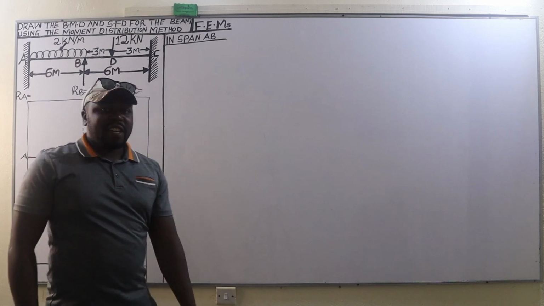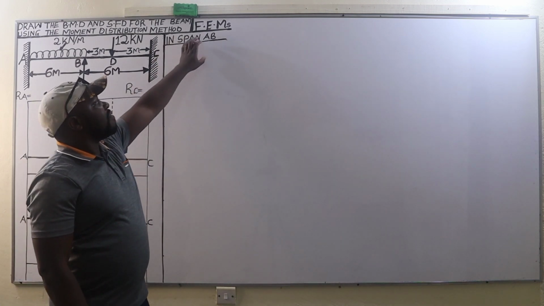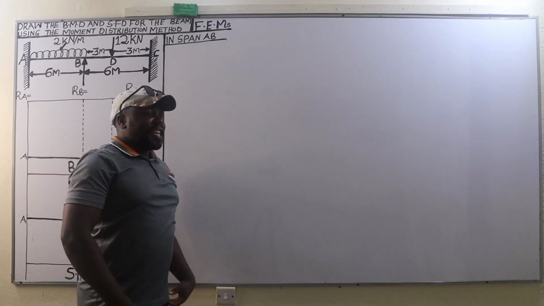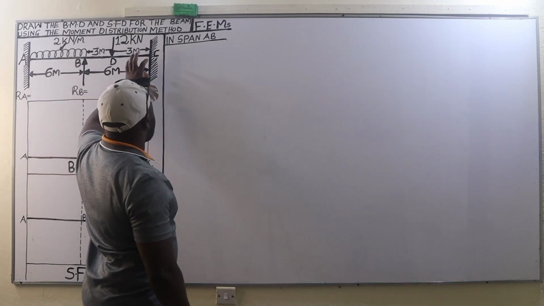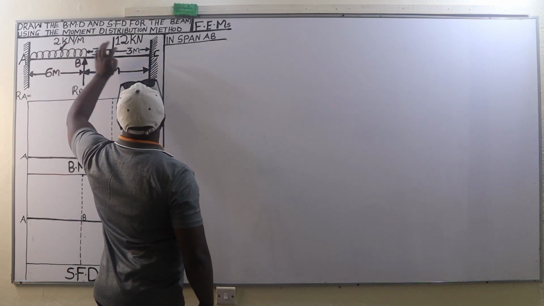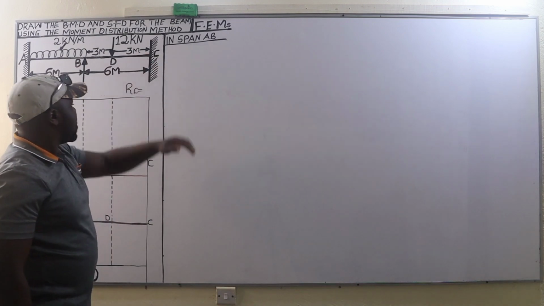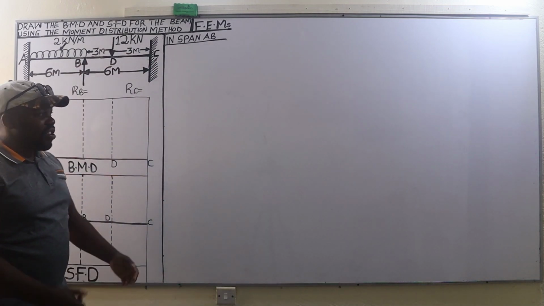Back to our video. Now we are going to begin with calculation of the fixed end moments, and in this case we have two spans, span AB as well as span BC. Span AB is loaded with a UDL of 2 kilonewtons per meter. Span BC is loaded with a point load at D of 12 kilonewtons.